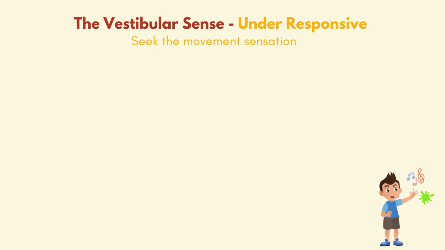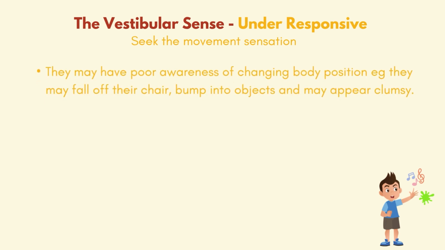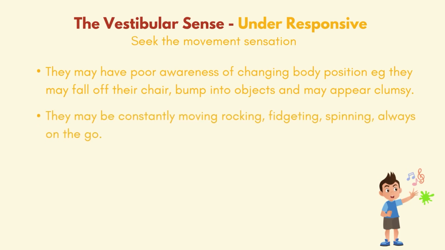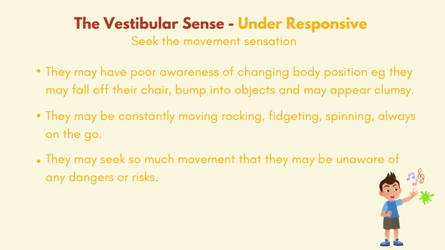Under-responsive children seek the movement sensation, as they need an increase in the sensation to register the movement. They may have poor awareness of changing body position. For example, they may fall off their chair, easily bump into objects and may appear clumsy. They may be constantly moving, rocking, fidgeting, spinning, always on the go. They may seek so much movement that they may be unaware of any dangers or risks.